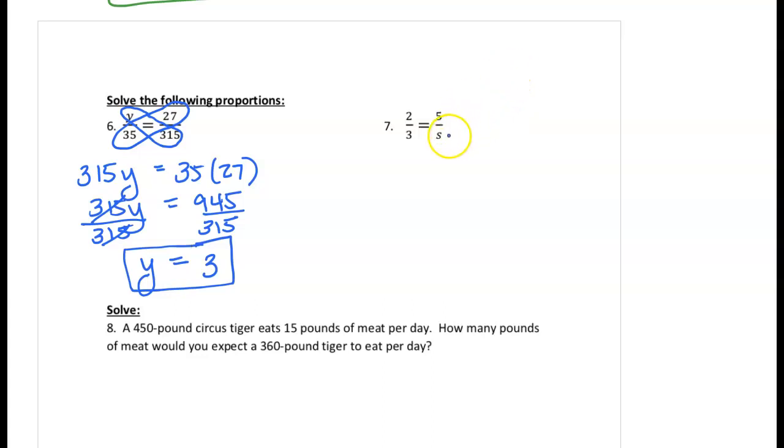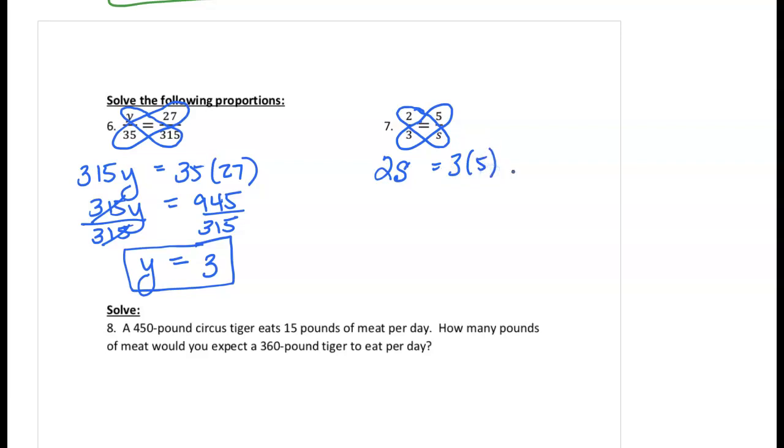Question 7 is similar, only now the variable that we don't know is in the denominator, but we can handle the question in the same way we worked on question 6. We're going to use that shortcut method of the cross products. 2 times s equals 3 times 5.